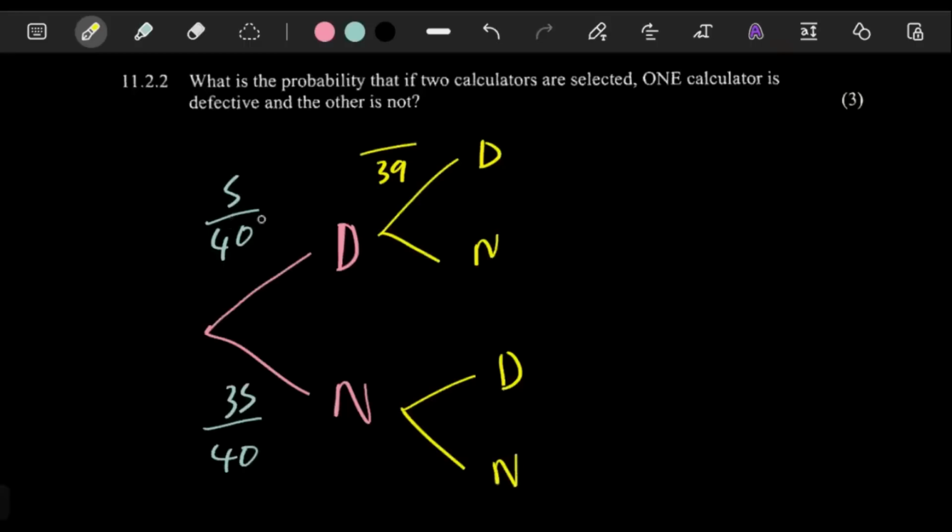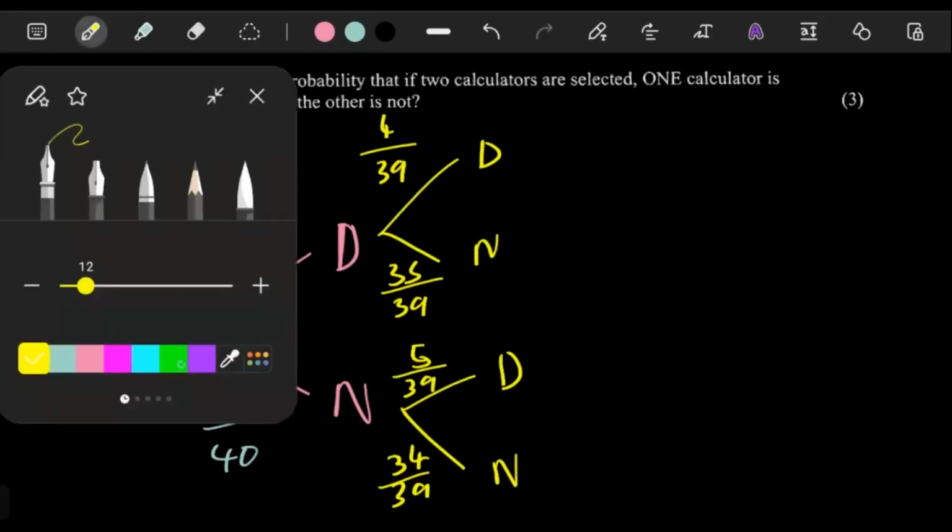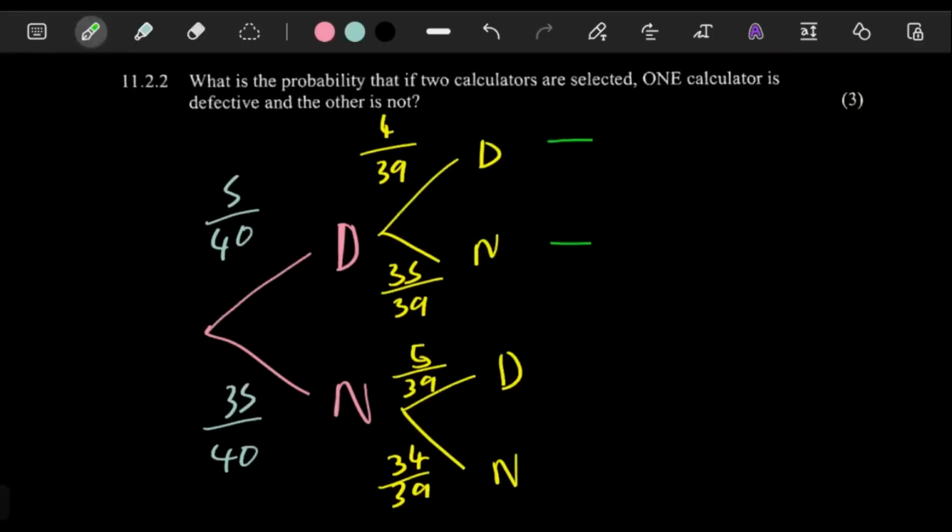But then one defective calculator has been chosen, right? So it means only 4 are left. Here, all the non-defective calculators are still there. Here, if a non-defective calculator is chosen, it means all the defective ones are still there. Here, one non-defective has been chosen, so only 34 are left. So to get the probability of that happening, we have to think of these outcomes. This is D and D, this is N and D, this is D and N, this is N and N.